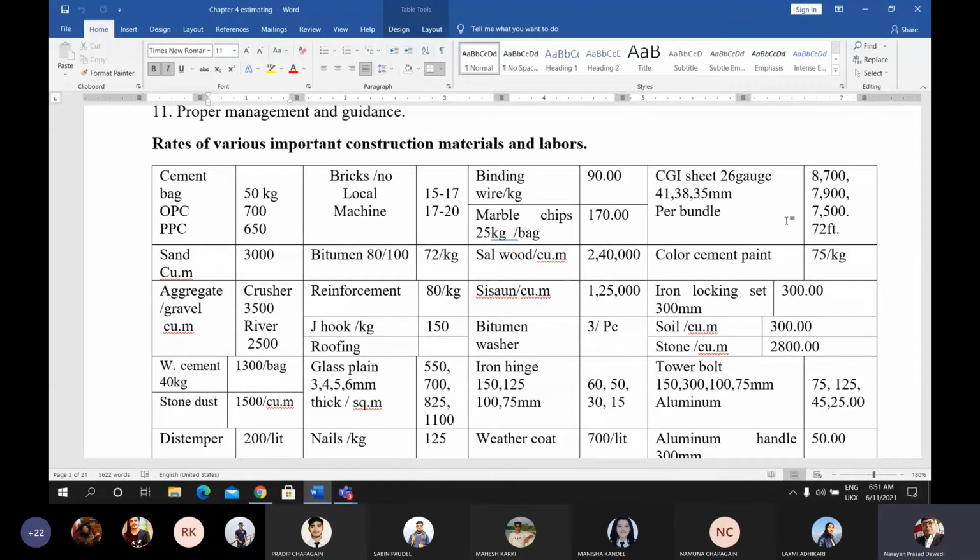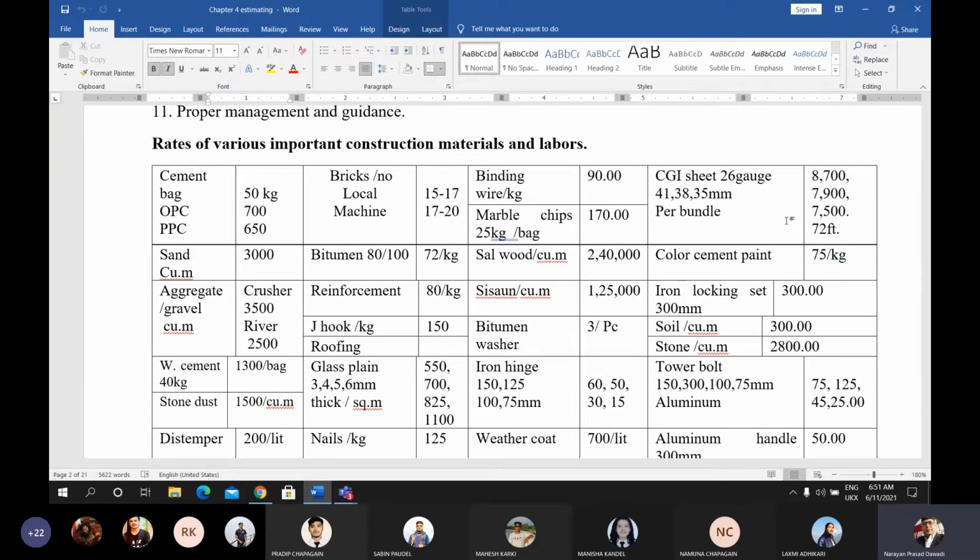If you multiply 2.5 with 72 feet, you will get the total area of the CGI sheet per bundle, and that square feet can be converted into square meters by dividing by 10.76. That is 3.281 feet per meter. 3.281 times 3.281 gives 10.76 square feet per square meter. So 72 times 2.5 divided by 10.76 gives the total square meter per bundle of sheet.